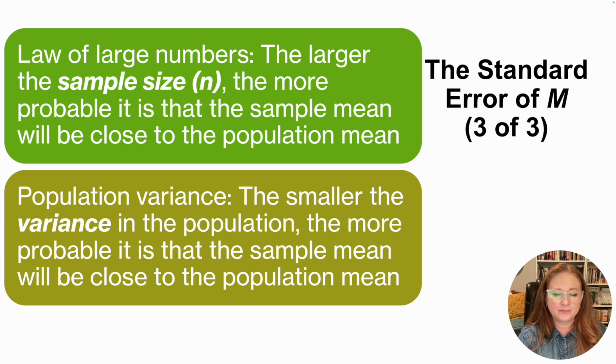Population variance. The smaller the variance in the population, so the smaller the scores all over the place, the more probable it is the sample will be close to the population mean. Because that sample pull I'm going to do is also going to have small variance. It can't have a large variance. If you think about the population like the parent and the sample like the child, if the population doesn't swing wildly, there's no way the child can swing wildly.